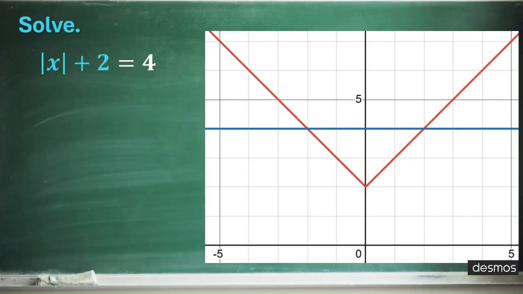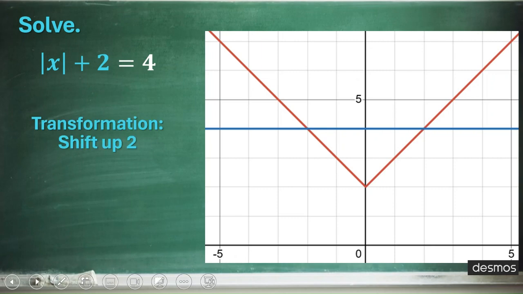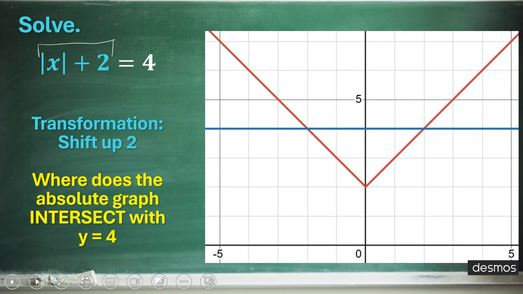Okay, let's get solving. A couple of things to notice here: we have the absolute value of x plus 2 equals 4. This graph has been transformed. We are looking at this part right here that tells us what our function looks like. It's been shifted up 2. What we're really looking at when we solve this is where this graph intersects with the line y equals 4. So that's what this equation means.